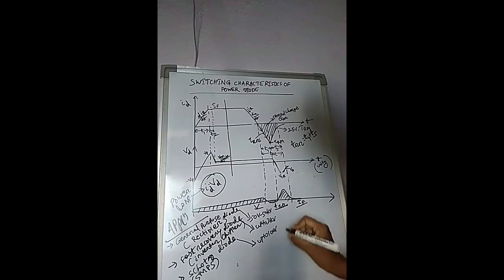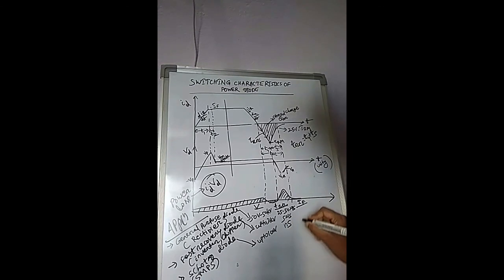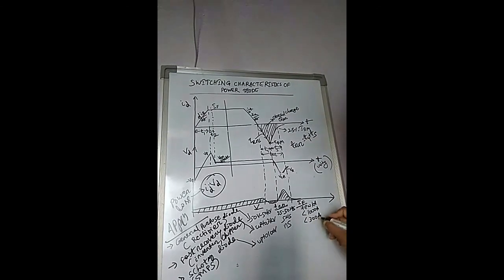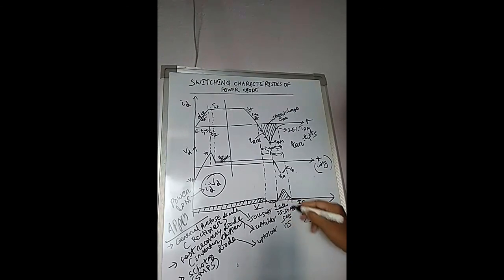The recovery time limit is 25 to 50 microsecond in the first case, 5 microsecond in the second, and in the form of some nanoseconds in the third. The current rating for the first case is a few kiloampere, the second is less than 1000 ampere, or 1 kiloampere, and in the third the current rating is less than 300 ampere. So these are the applications: voltage, current and reverse recovery time ratings.